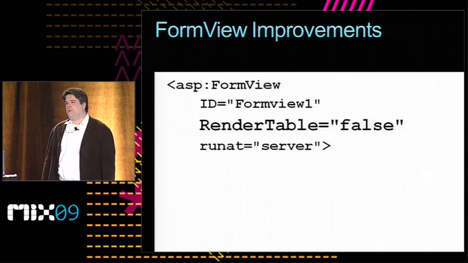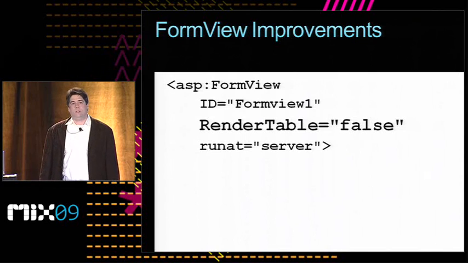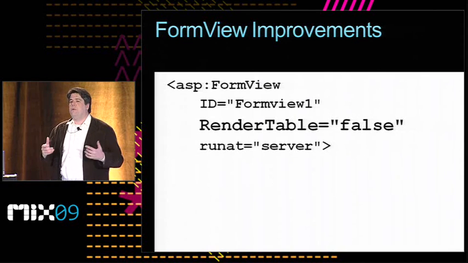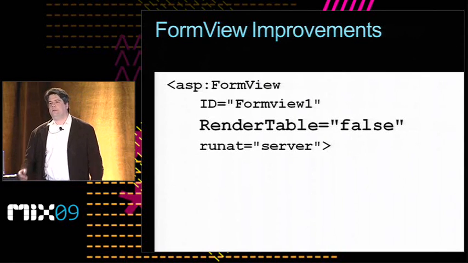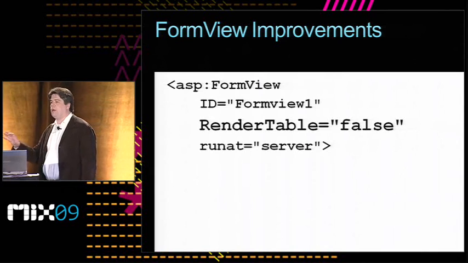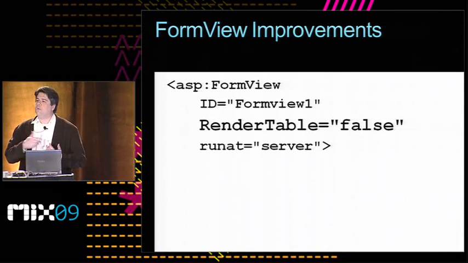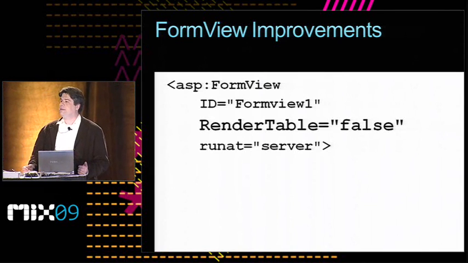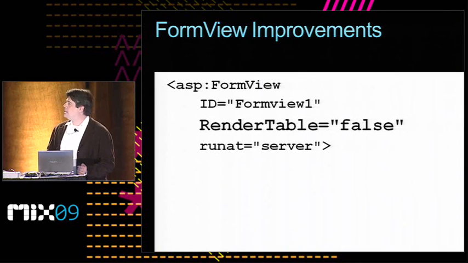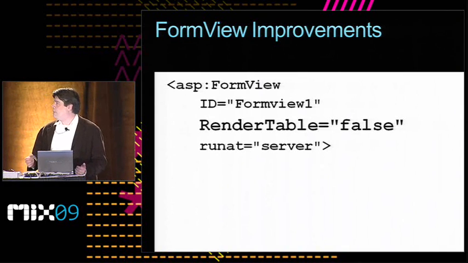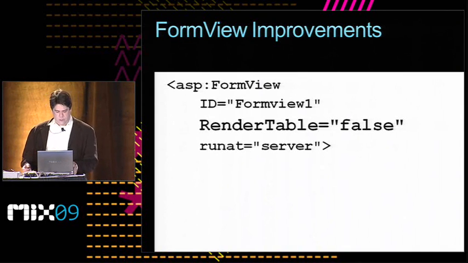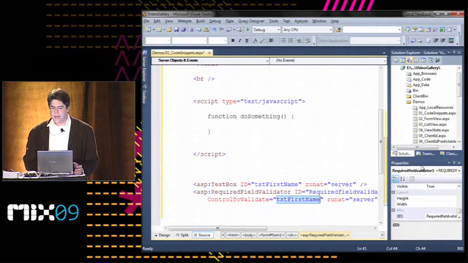Things have changed over time, and so we've had to adapt the framework to work with changing ways that people design pages. One of the things we've discovered is that most designers now don't want to use tables for layout. They want to do everything using CSS, and so we're trying to migrate as many of the controls as possible from the old table-based layout method to be able to use straight CSS if you need to. So in the case of the form view control, we have a new property called render table equals false. Let me show you how that property works.